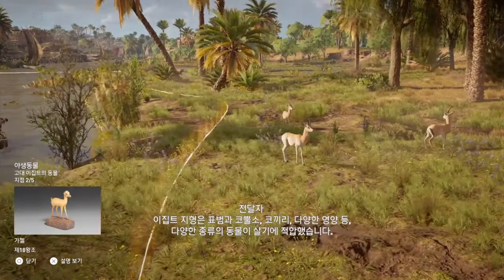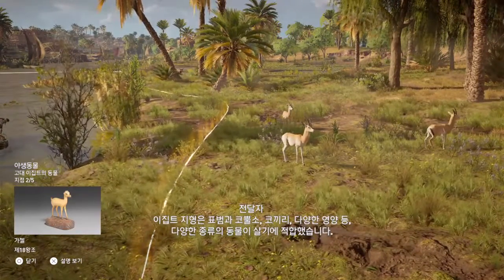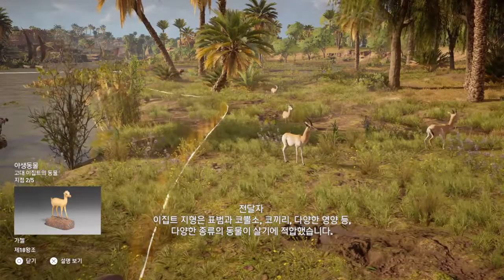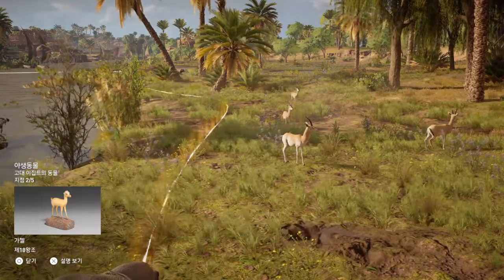Egypt's terrain allowed for a diverse range of animals, including panthers, rhinoceroses, elephants, and many variations of antelopes.